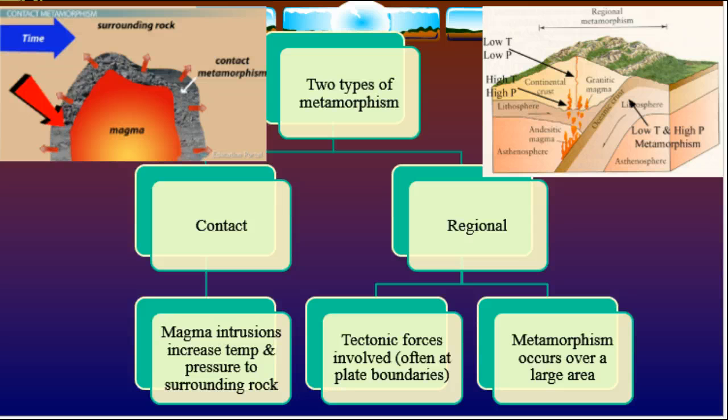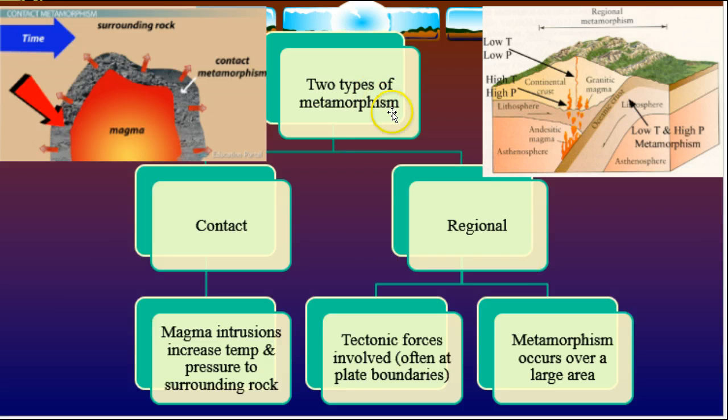There are two types of metamorphism: contact metamorphism and regional metamorphism. Contact metamorphism occurs when magma comes up into a certain area of rock, and as that magma rises, it increases the temperature in the surrounding rock. It's also pressing out on it, so that increased temperature and pressure can change the rock type, and it can become a contact metamorphic rock.